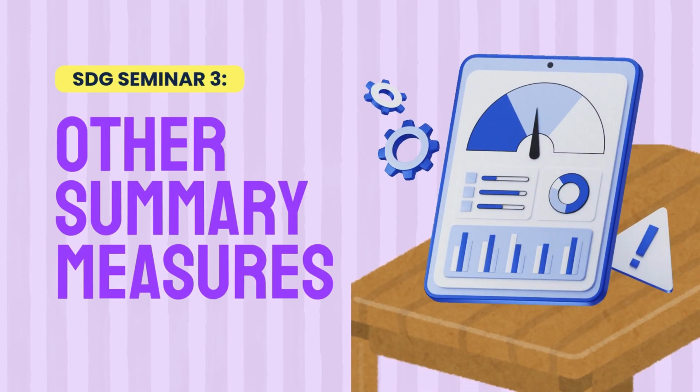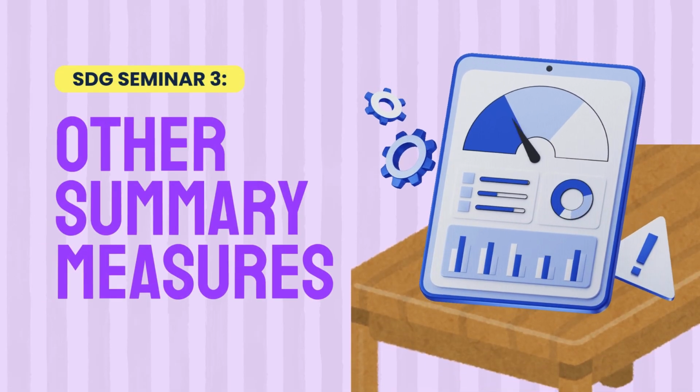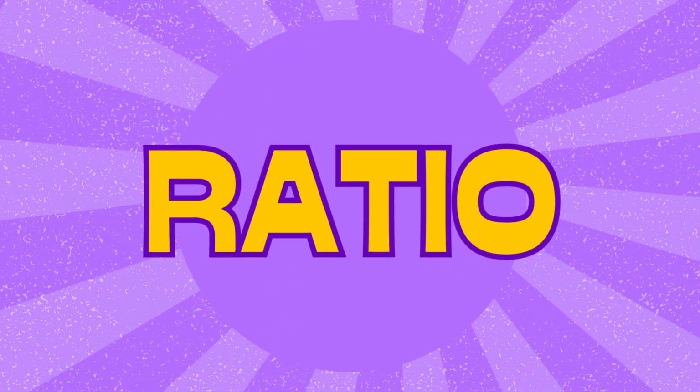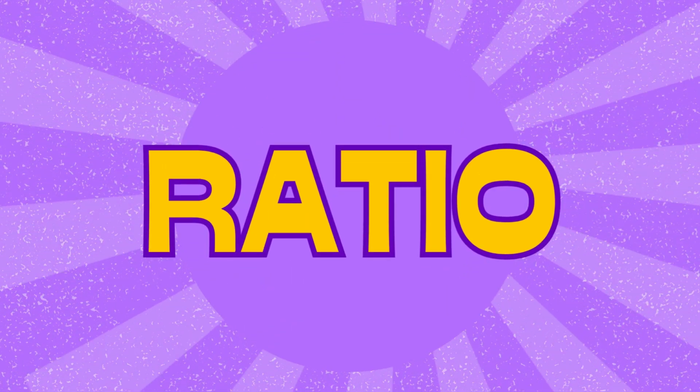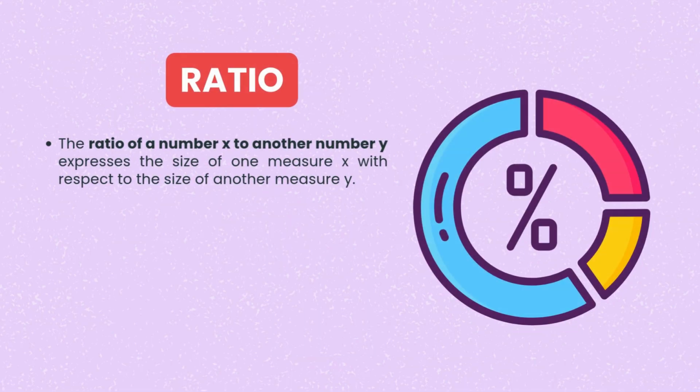Other summary measures. Ratio. Next, we have ratio. The ratio of a number x to another number y expresses the size of one measure x with respect to the size of another measure y. The ratio is a comparison of values of two different groups. For example, the ratio of men to women in this training course.